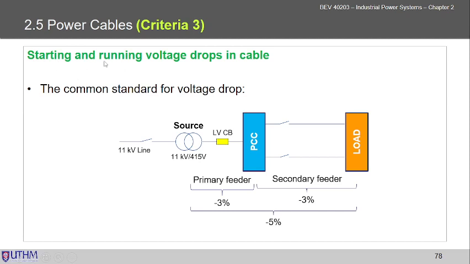We are more concerned about the running voltage drop, because this is the operating voltage drop. I mean, it happens permanently, but the starting is just momentary. It just happens during the starting of that particular motor, so it is not that crucial compared to the running. If you lay the cables directly from the source to the motor loads, the allowable voltage drop is only 5%, as compared to 6% here, because that has been divided into the primary feeder and the secondary feeder. So if you lay directly from the source, it is 5% only.